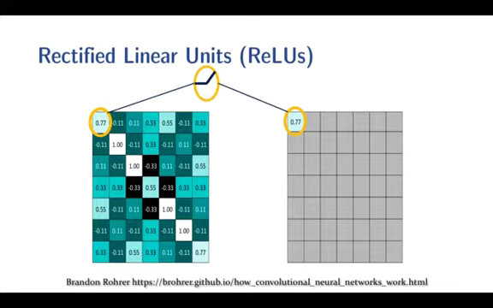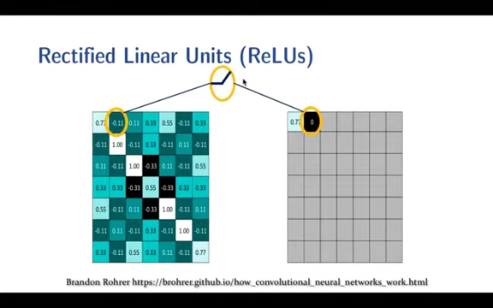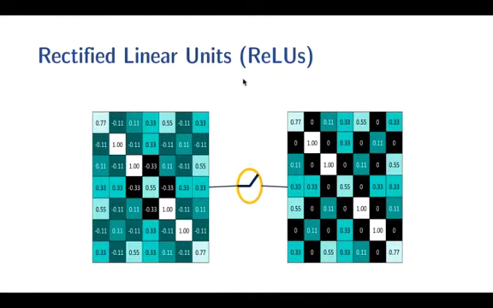ReLU is a pretty simple function. If the value is positive, I will just retain that value. If the value is negative, I'll make it zero. That's what the ReLU function says. So I can just slide over, and this filtered image will become this image if I apply ReLU to it.